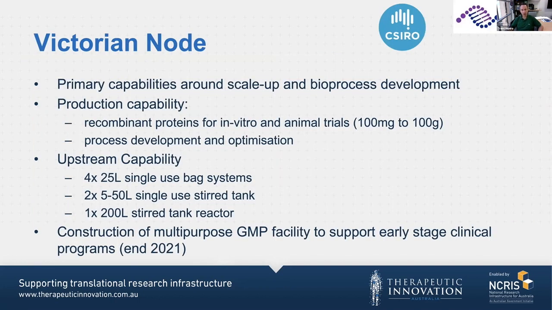Down at CSIRO, primary capabilities around scale-up and bioprocess development. They really span the full range here, from small amounts of material right up to tens to 100 grams, able to do process development and optimization. Again, on the upstream side, they have a number of production vessels to suit what the need of the program is. And then as part of the new facility, they'll be having a 200-litre stirred tank reactor. So that's really key for scale-up, especially for clinical needs. And it's hoped that that multi-purpose GMP facility will be coming online next year.